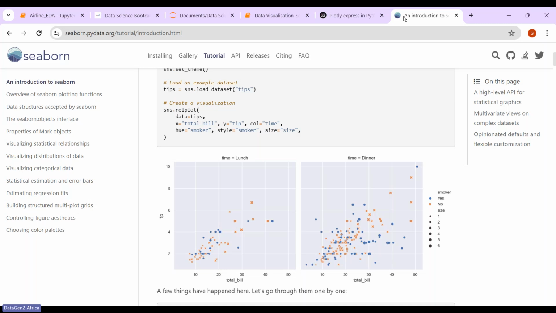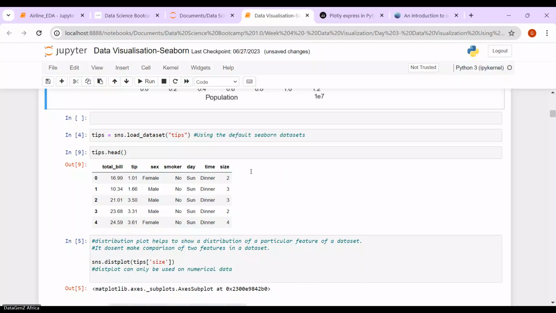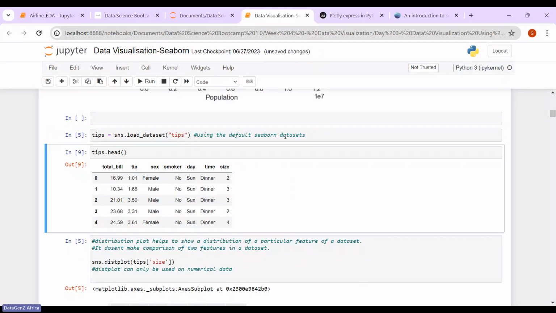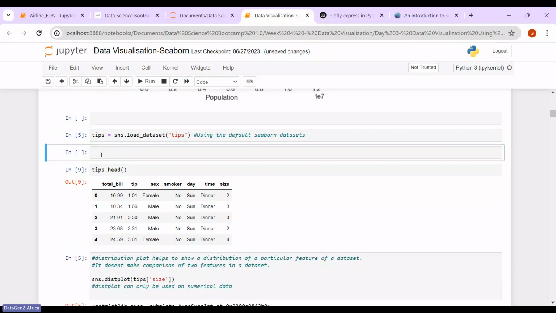Sorry, I'm trying to... okay. All right. Let me load the tips data set. All right, okay, this is it.